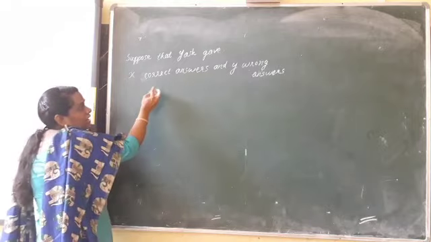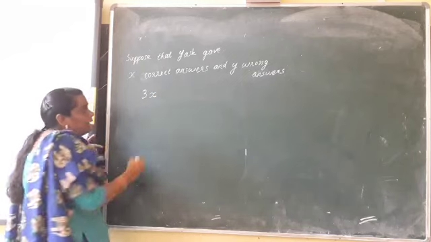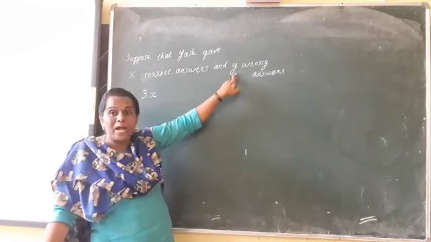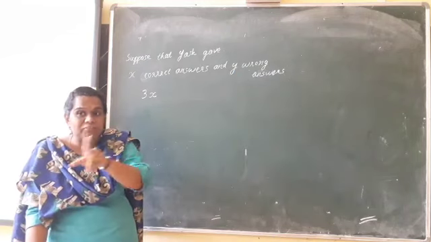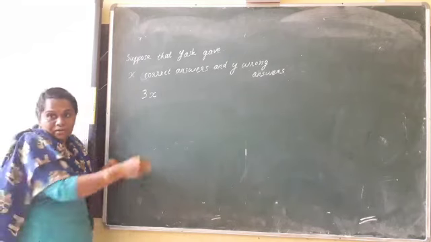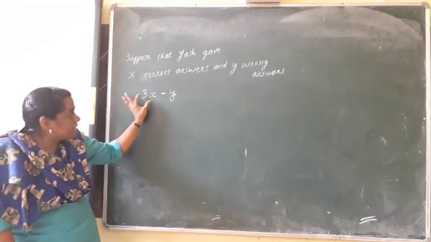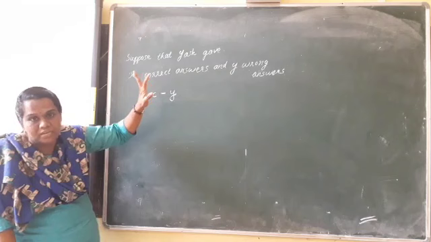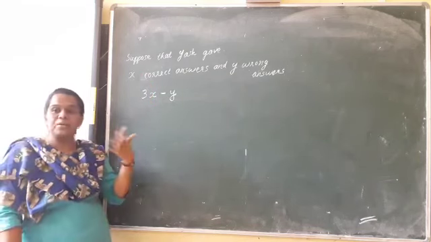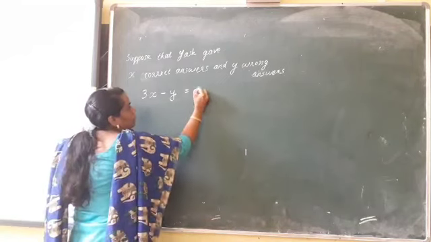Then x number of correct answers, each correct answer 3 marks, so the total marks for the correct answers is 3x. And he made y wrong answers. For 1 wrong answer, 1 mark will be deducted. If y wrong answers, how many marks will be deducted? That is minus y. Clear? This is correct answer marks minus wrong answer marks. In entrance exams, we know that situation: the wrong answer marks are subtracted from the correct answer marks. Clear? Then what is this mark now? 40 marks.